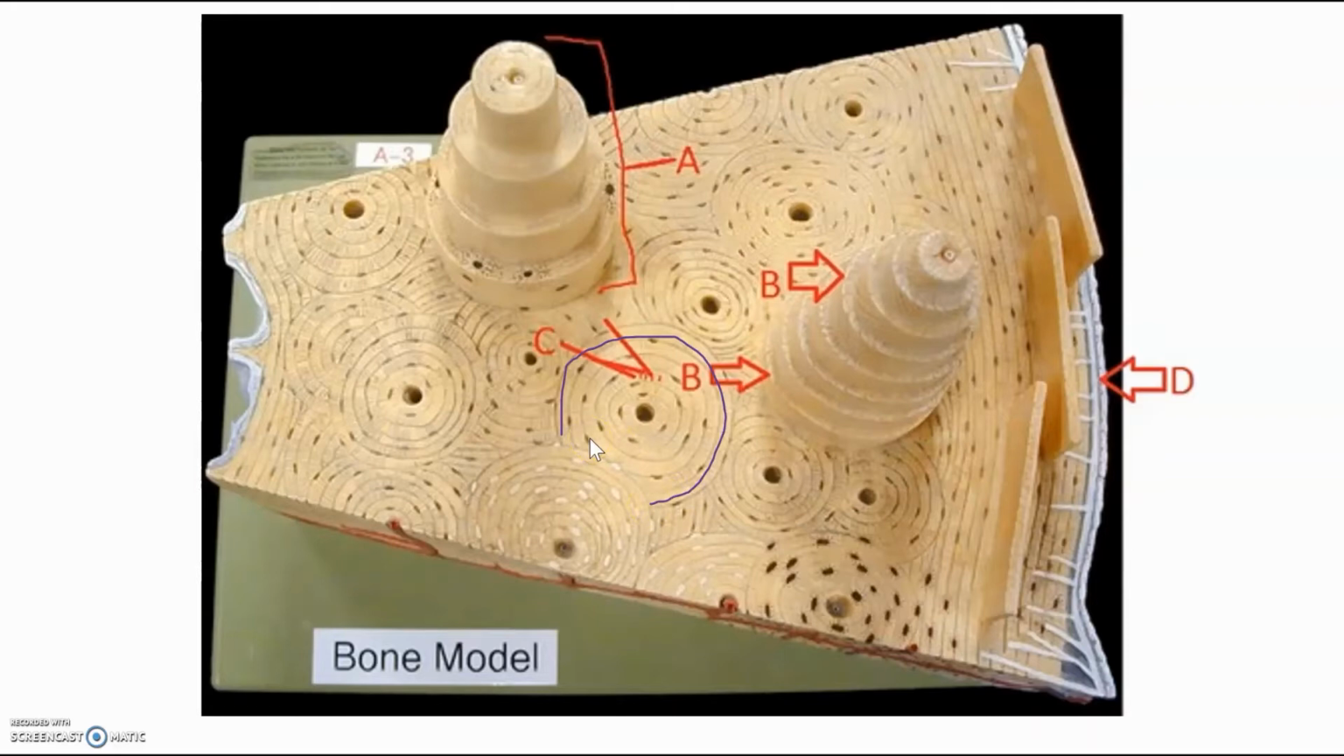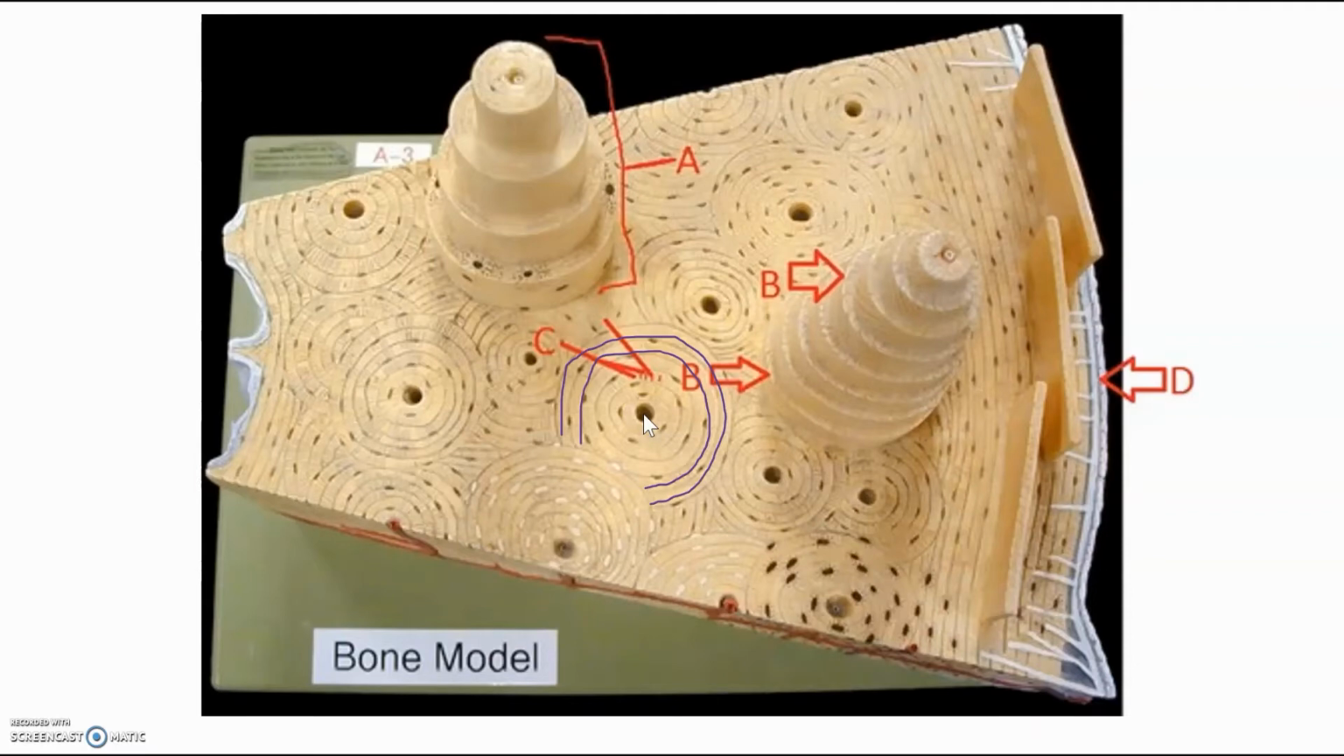And the way I like to remember this is that concentric circles are circles with the same center. So if you look at all of these, you can draw them out. These are all circles with the same center right here. So these are going to be your concentric lamellae.